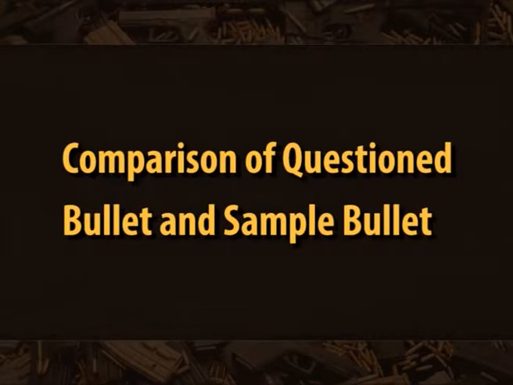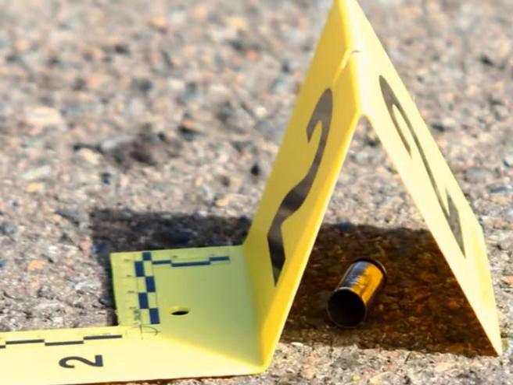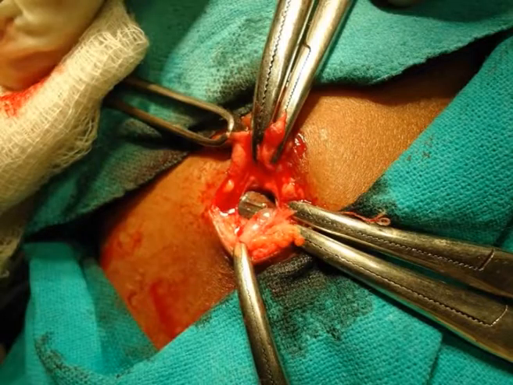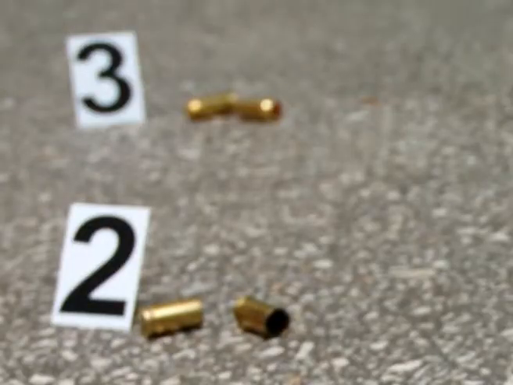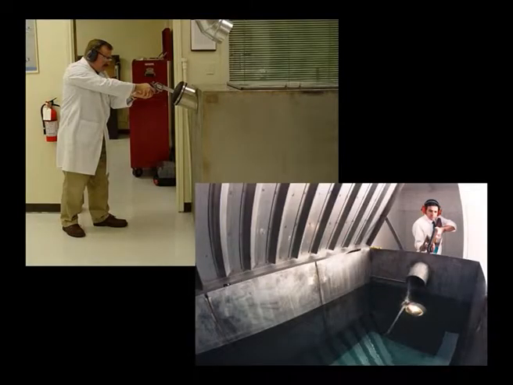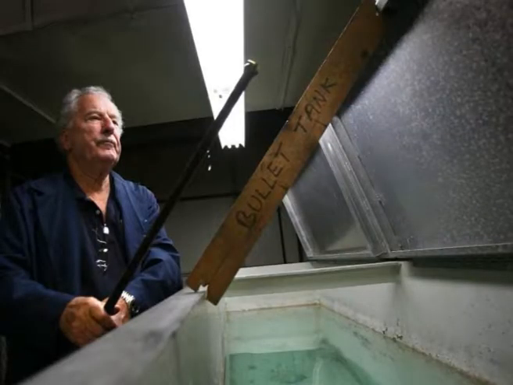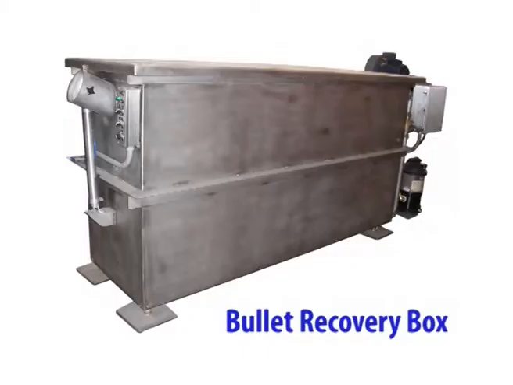Comparison of the questioned bullet and the sample bullet now. While the questioned bullet may be found at the scene of crime or removed by a doctor from the dead body of the victim, the sample bullet or the standard bullet needs to be obtained from the recovered weapon. There are various methods for recovery of fired bullets, and one of them is firing the bullet in a water tank and recovering it from the tank. In India, most of the forensic organizations use a bullet recovery box for recovering the fired bullet, which is a standard bullet.